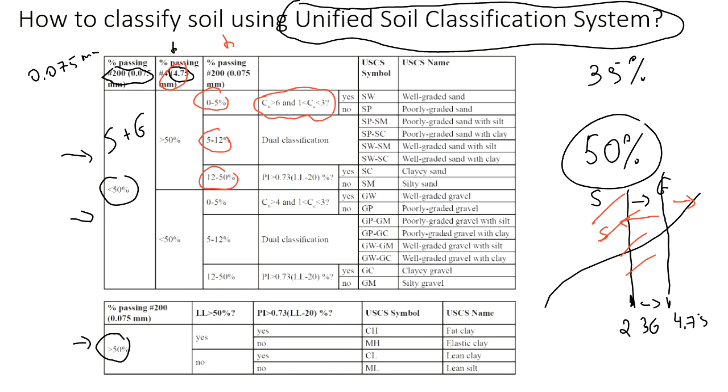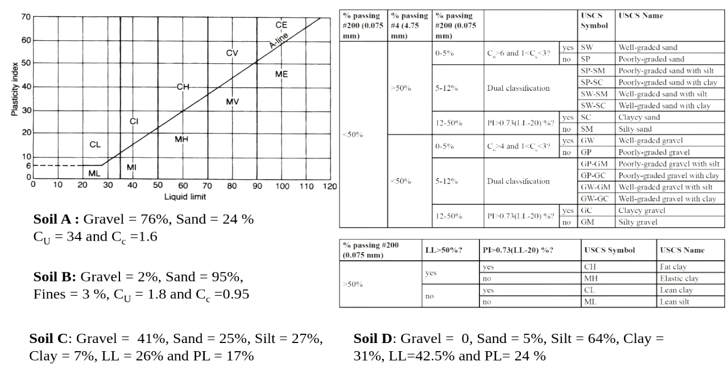So what I'm going to do now, we're just going to look at the soils that we have. We have some time left. Let's try to classify those soils again, but in this case, we're going to use this unified soil classification system. So these are four soils.